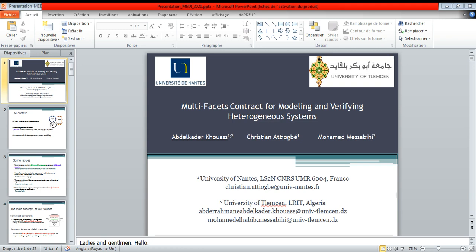From the case studies in which we experimented with our method, the painting workshop. The painting workshop is composed of three components: the control station that controls the painting process, the robot painter, and the painting station where the cars are painted. These components communicate to do the painting process, and each one has inputs and outputs. We will see in the next slides the illustration of the main steps.